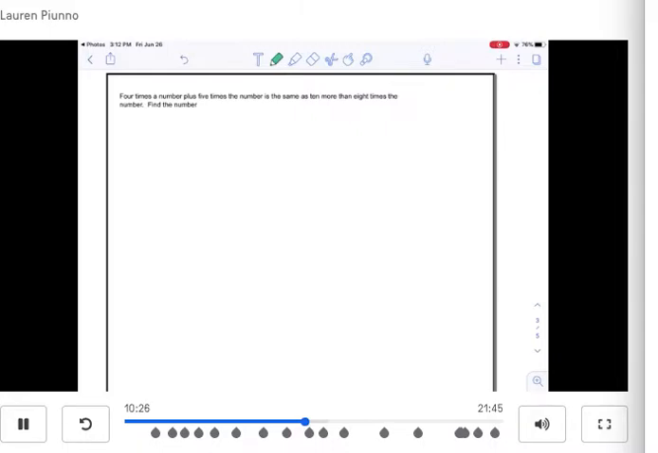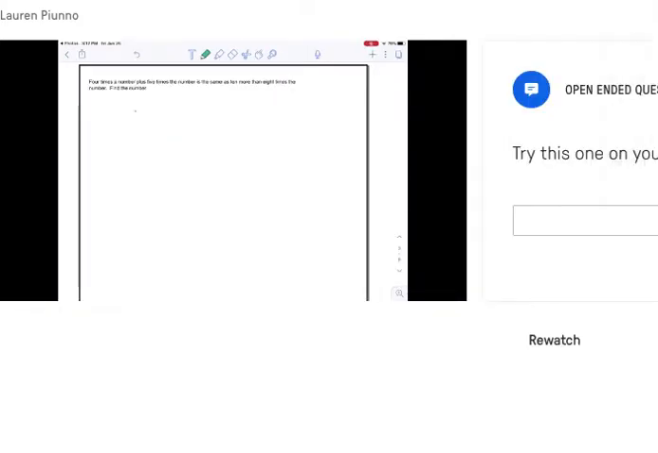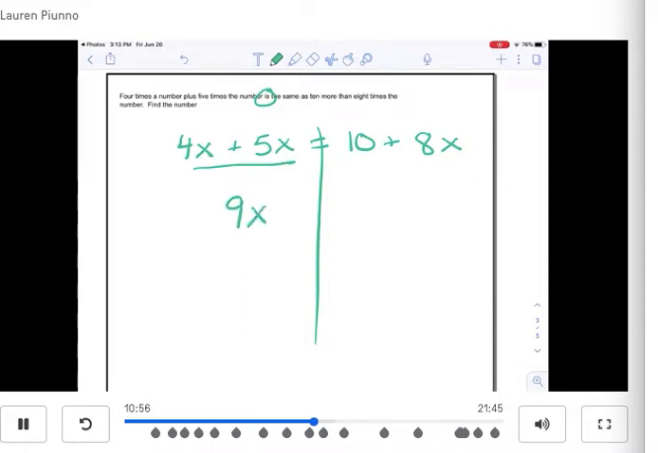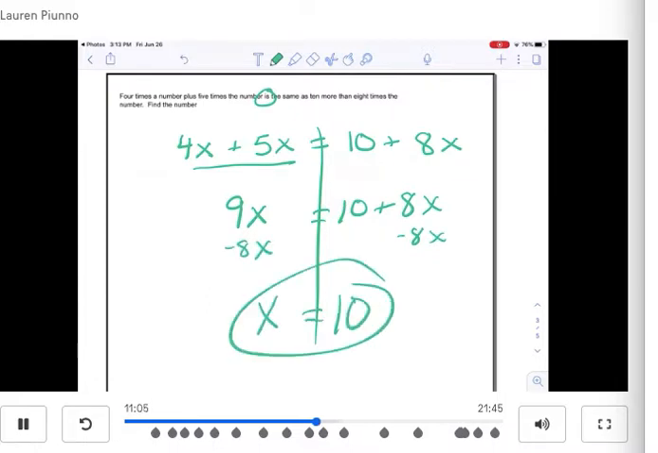4 times a number plus 5 times the number is the same as 10 more than 8 times the number. Find the number. "Is" means equals, so 4 times a number plus 5 times the number equals 10 more than 8 times the number. Now let's solve it. Combine like terms, subtract 8x, and that tells me the number is 10.